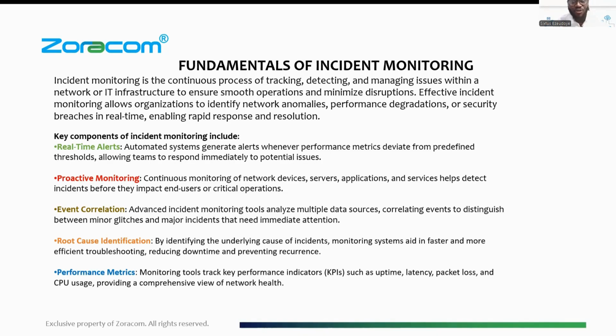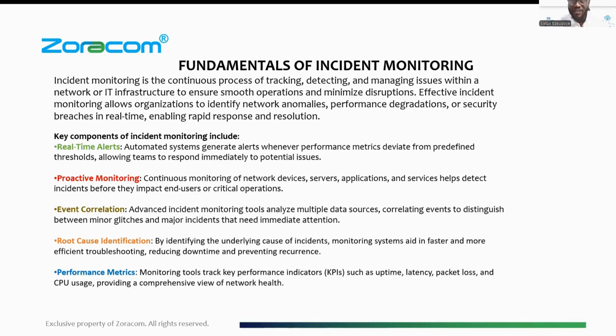It takes us to event correlation. You must have monitoring tools that analyze multiple data sources, correlating events to distinguish between minor glitches and major incidents, thereby requiring immediate attention. Then to root cause identification, the fourth component of incident monitoring. This enables the identification of the underlying cause of incidents, your monitoring systems aiding you in faster and more efficient troubleshooting.